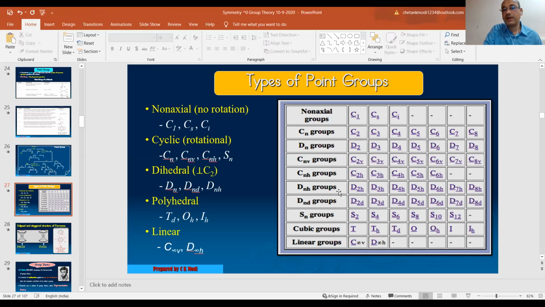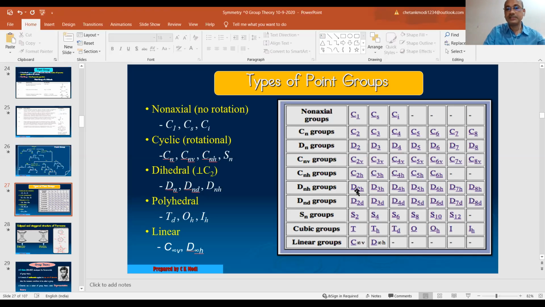DnH point group means the dihedral point group, where it would consist of a number of rotation axes, that is, principal axes along with subsidiary axes. In that case, sigma H is also present, and sigma V is also present. For the D2H point group, the example is the naphthalene molecule, where you will find the D2H point group.